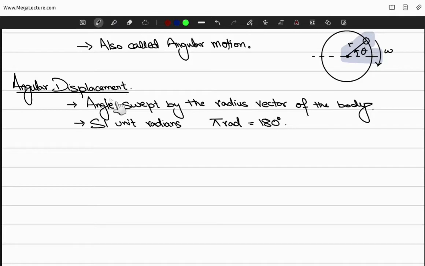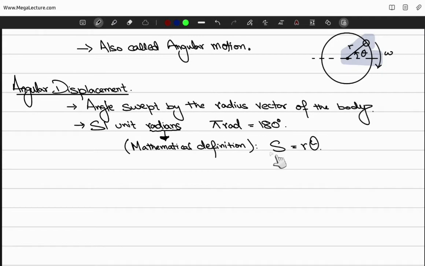Now the angular displacement is measured in radians, and so we define pi radians as 180 degrees. So mathematically, a radian is defined by this relation, and it just means that 1 radian is actually the angle which is made by the arc at the center, right? And the length of the arc is the radius of the circle, which is r.